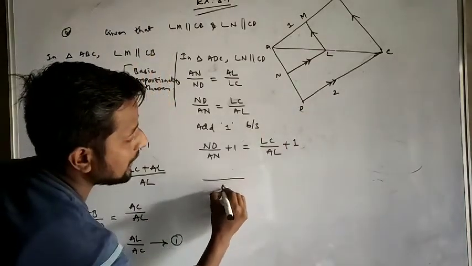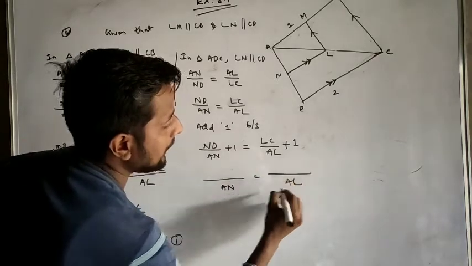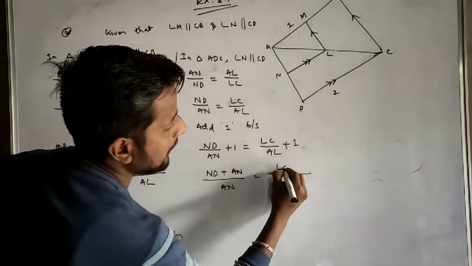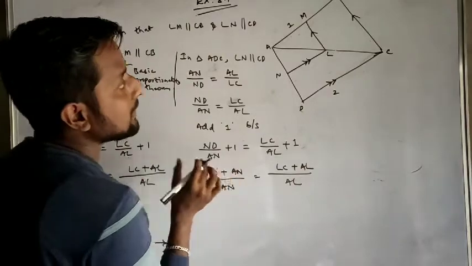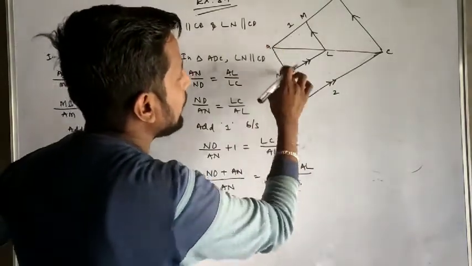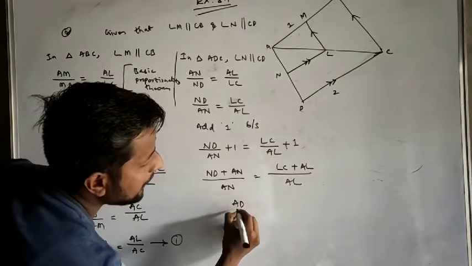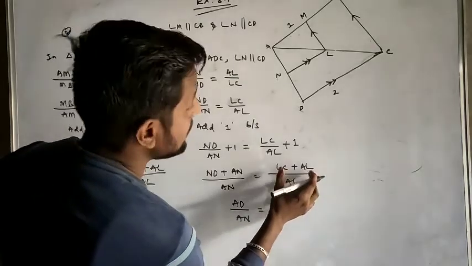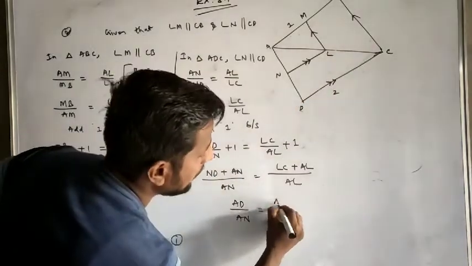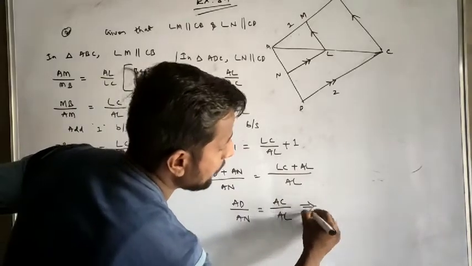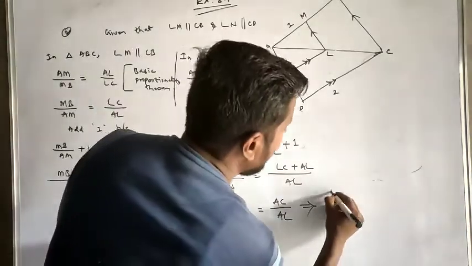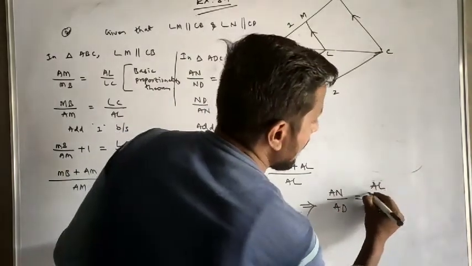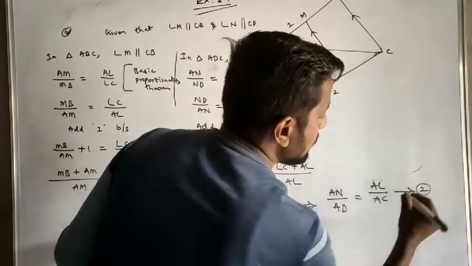And now AN is the denominator, am I right? Here AL is the denominator, right? And now ND plus AN, here LC plus AL. If you add in total, we'll write AD by AN, that is equal to AC by AL. But if you reverse the fraction, we'll write AN by AD is equal to AL by AC. This is our equation 2.